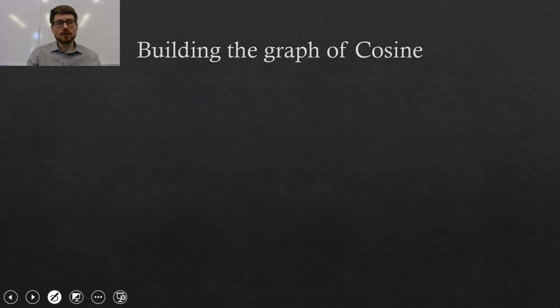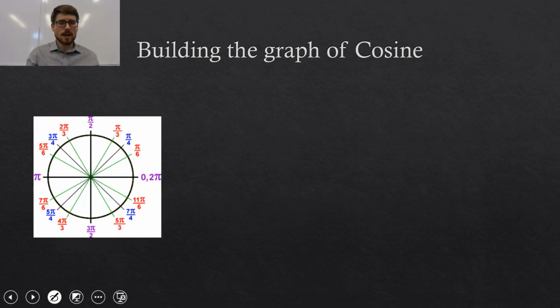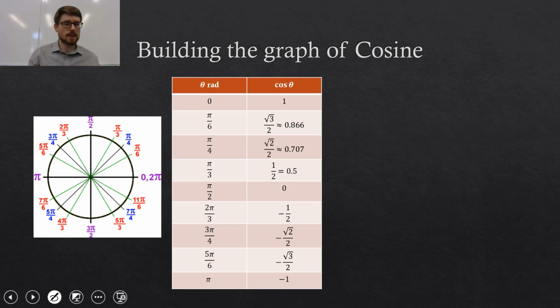Okay, so let's go ahead and try to build the graph of cosine from that table. And I'm going to have my handy dandy unit circle here to remind me about values for cosine. I have worked out the values for cosine all the way up to an angle of pi.